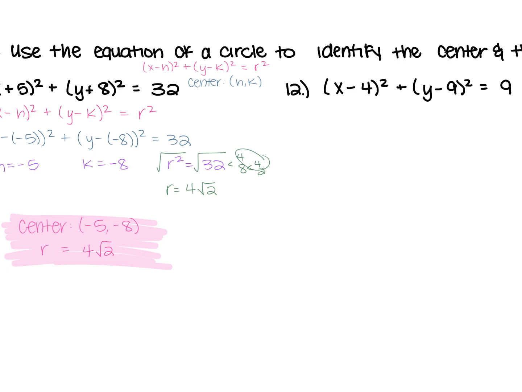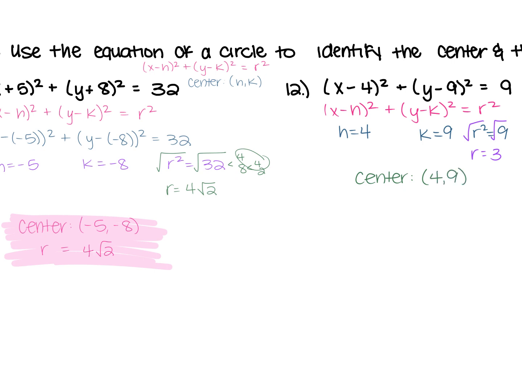For number 12, we have x minus 4 squared plus y minus 9 squared is equal to 9. So again, we're going to compare this to x minus h squared plus y minus k squared is equal to r squared. Your h is the 4, your k is the 9, and r squared is 9. So to find r, take the square root of both sides, and you have that r is 3. So your center for this one is the ordered pair 4, 9, and your radius is 3.